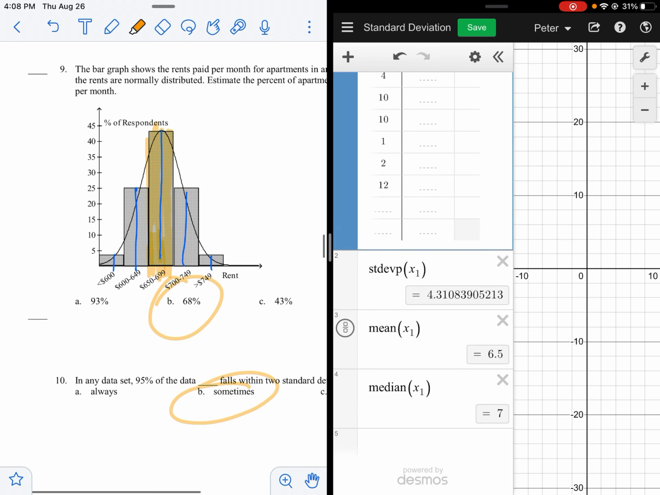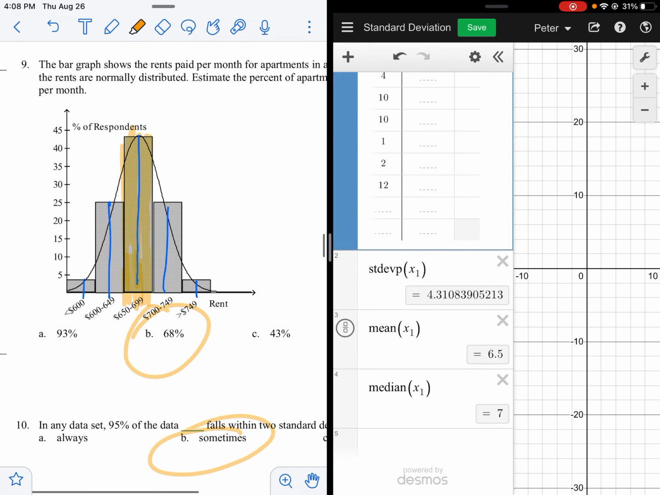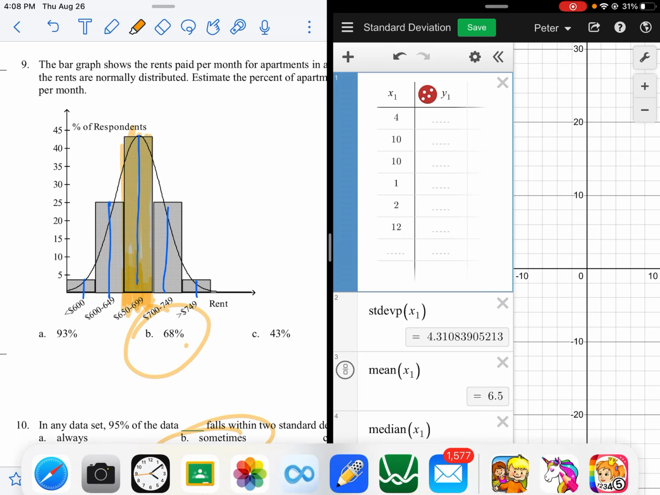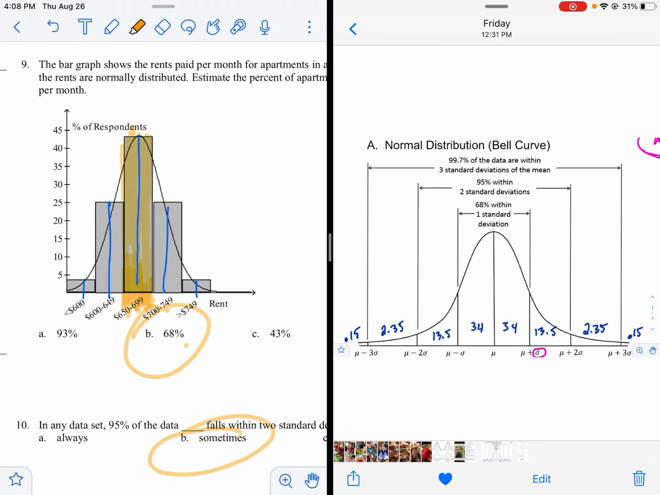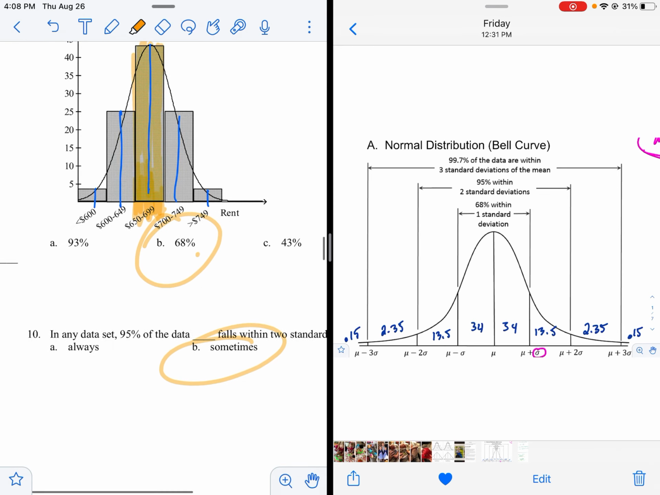Number 9. What percentage of people fit right here in the middle? That's 68. Where does that come from? 34 plus 34 right in the middle.